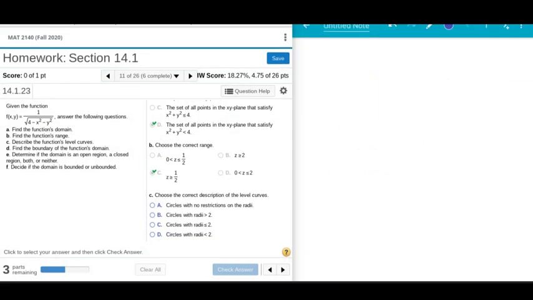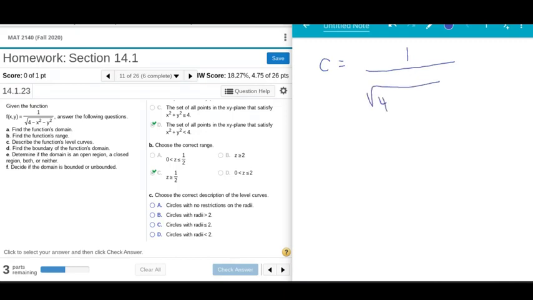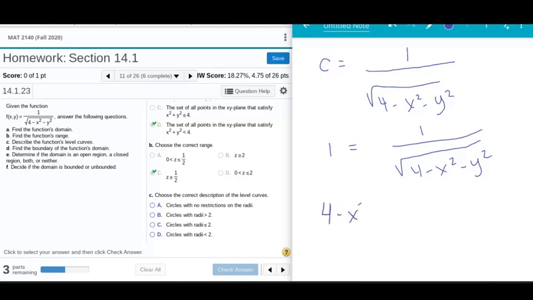Okay, for this next part, we're going to choose the description for the level curves. That's where we take our function and set it equal to constants. So we have c equals 1 over the square root of 4 minus x squared minus y squared. We can just plug in some numbers and see what happens. Let's try 1. If I set this equal to 1 and make this look more familiar, I'll be able to figure out what these level curves look like. So let's multiply both sides by the square root, and at the same time square both sides. So this is going to be 4 minus x squared minus y squared equals 1 squared.